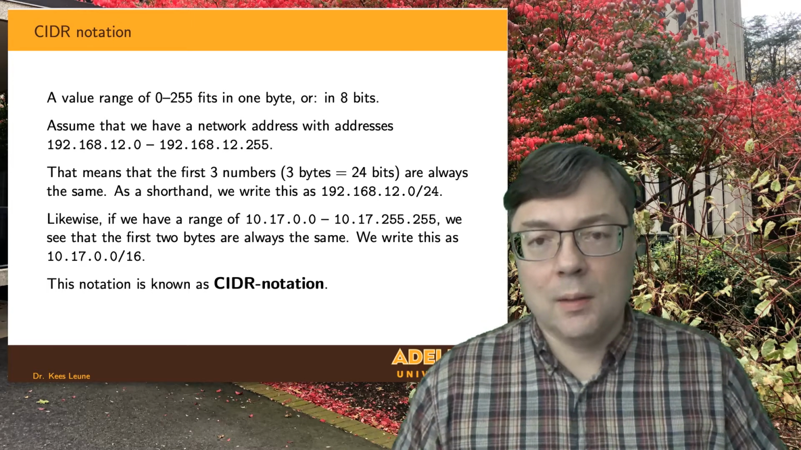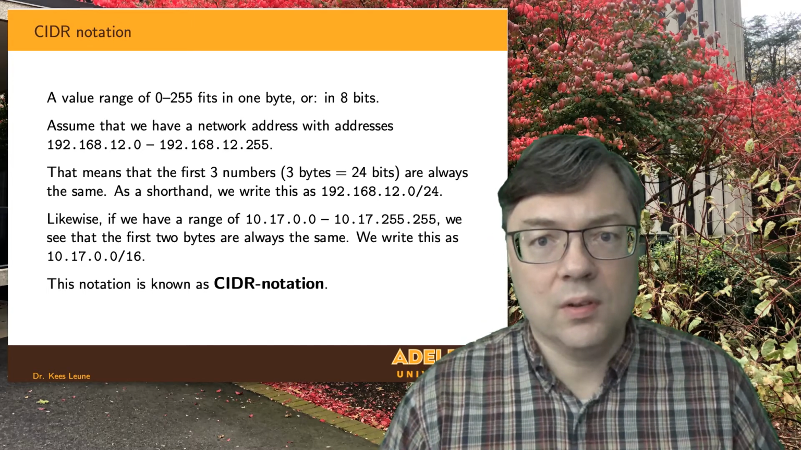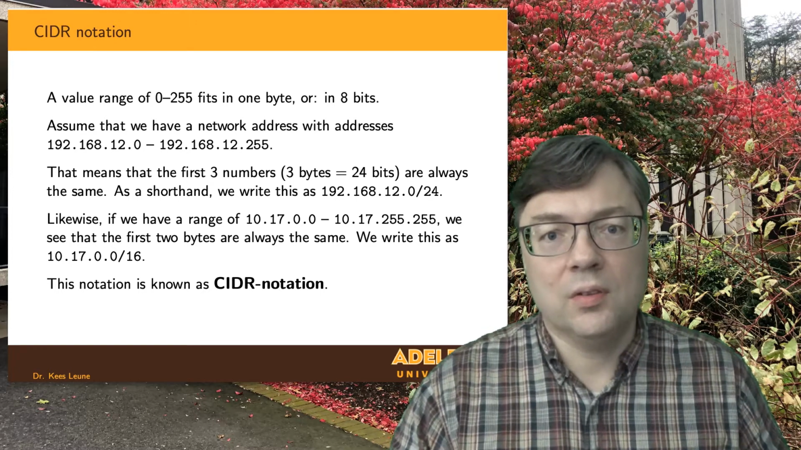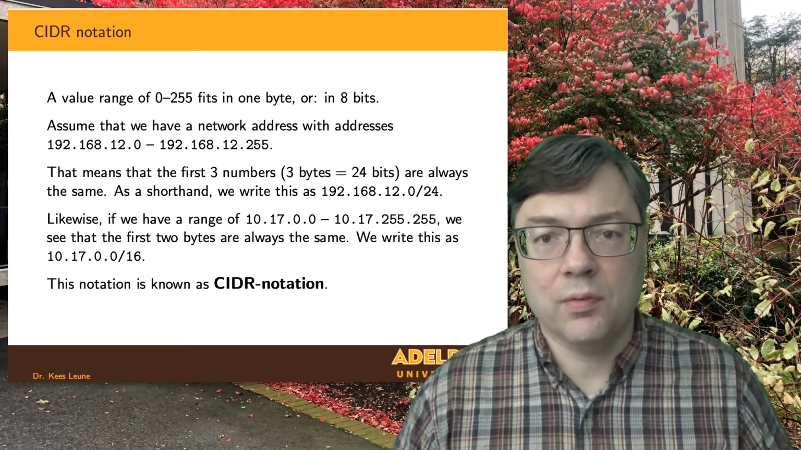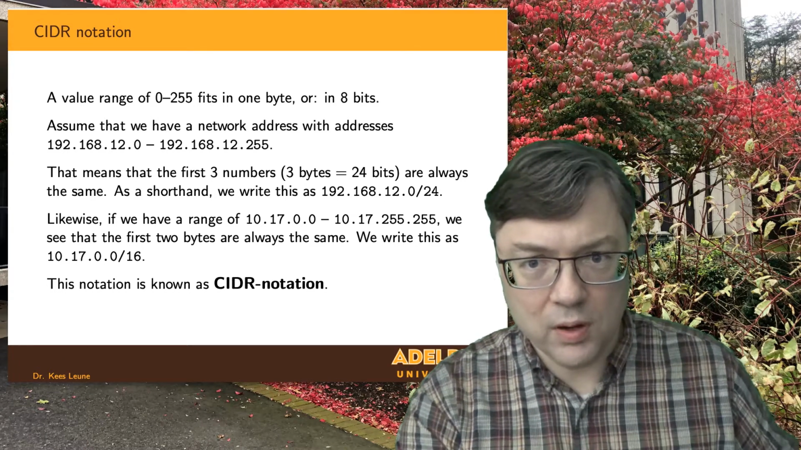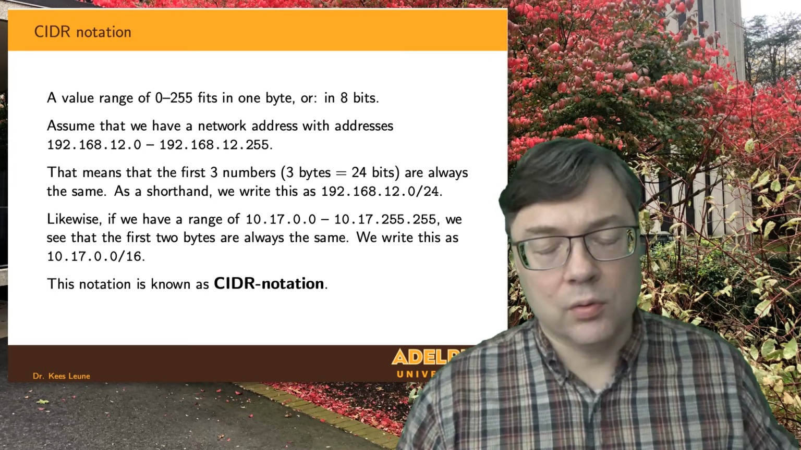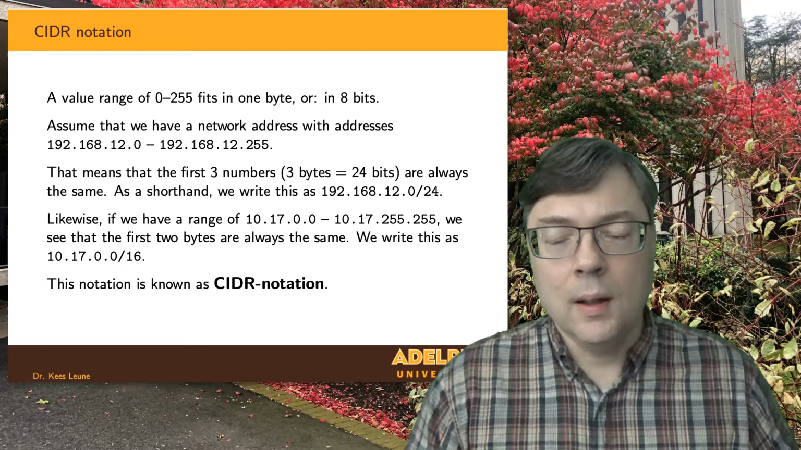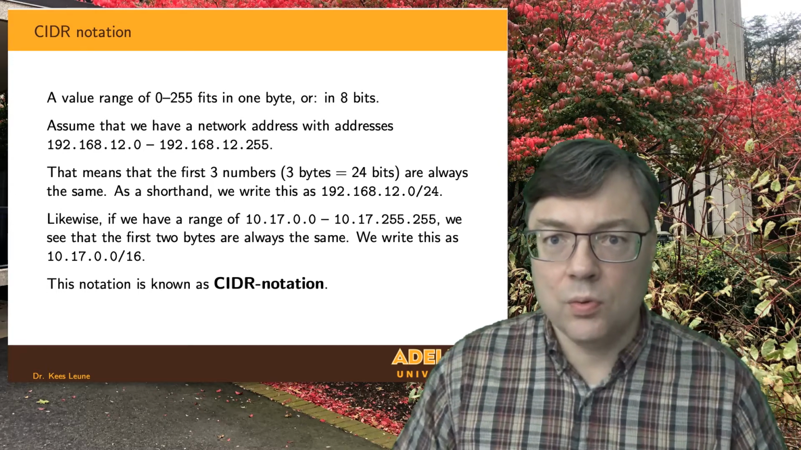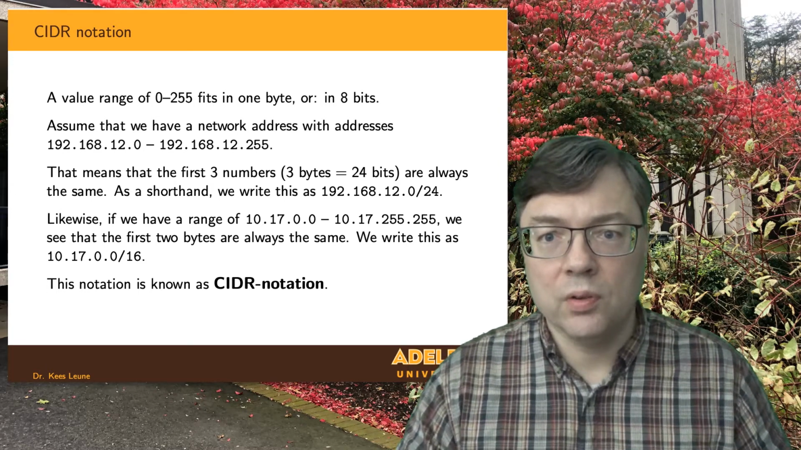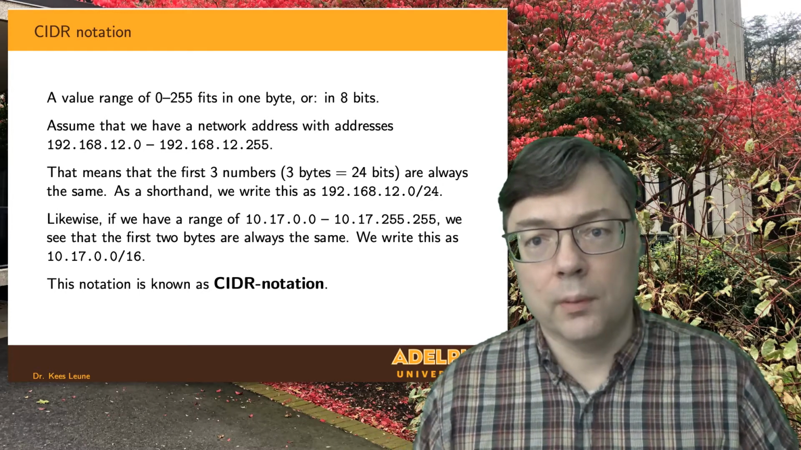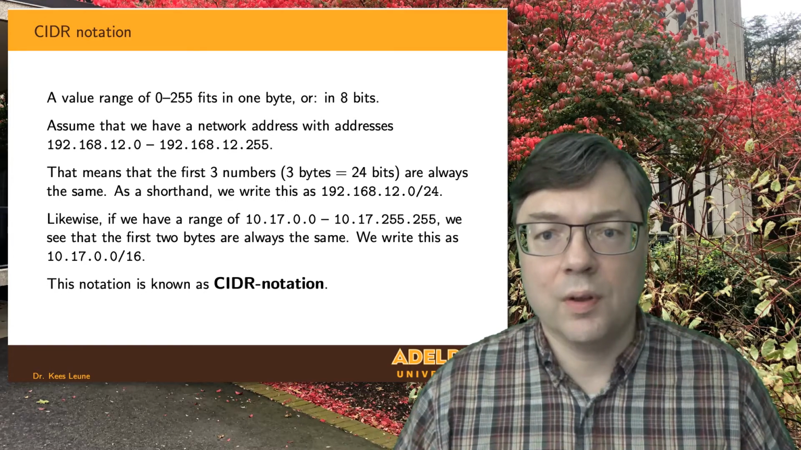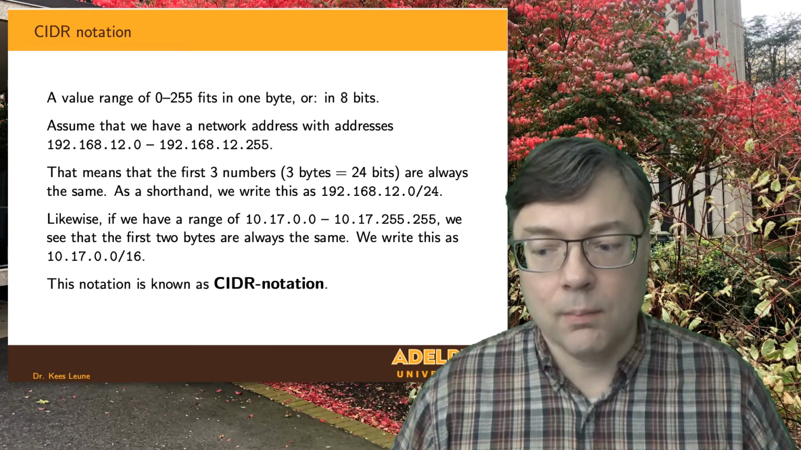Let's say that we have the IP address range 192.168.12.0 all the way up to 192.168.12.255. The first 3 positions are fixed. In other words, the first 3 bytes are fixed. In other words, the first 24 bits are fixed. And that means that I can write this as 192.168.12.0/24. That /24 basically says the first 24 bits of this network address are fixed. You can only use the last 8.